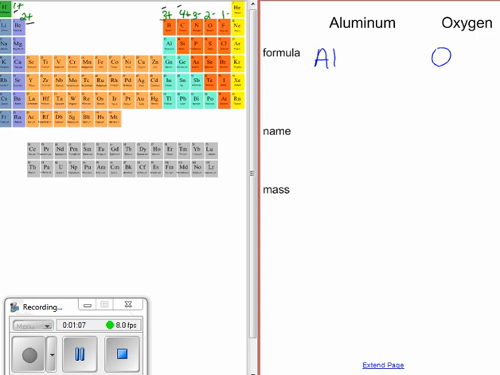Then what we need to do is go to your periodic table and find aluminum. It's right here. And look to see what the oxidation number is. In this case, it's 3+. And I'm going to write it in the upper right-hand corner of my symbol. Then I'm going to look for oxygen, which is here. And notice that my oxidation number is 2-.